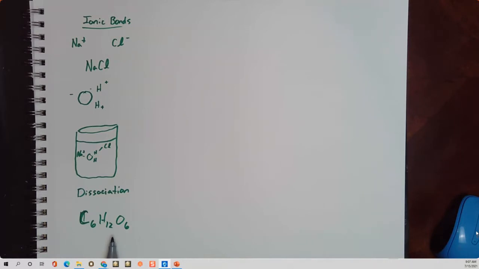Absolutely not. Does that make sense? This will dissolve in water because it's charged, but this does not dissociate in water. So all things that dissociate will dissociate, then dissolve. Not all things that can dissolve will dissociate. It just depends on whether or not it's held together by a covalent bond or an ionic bond.